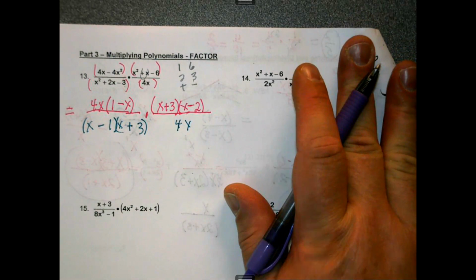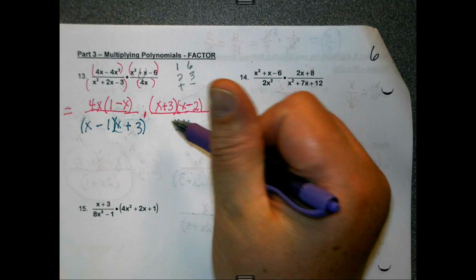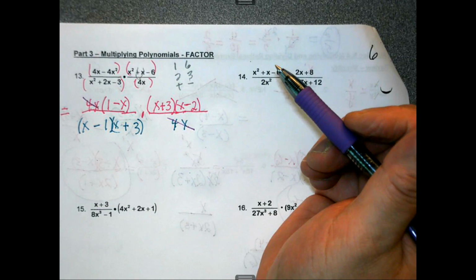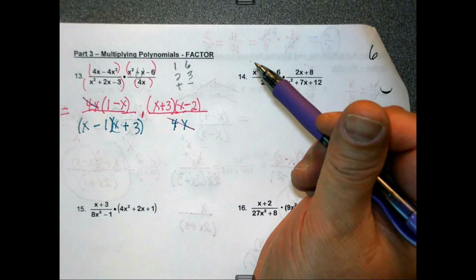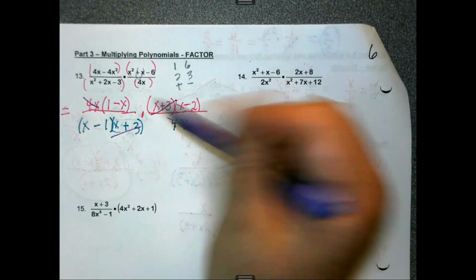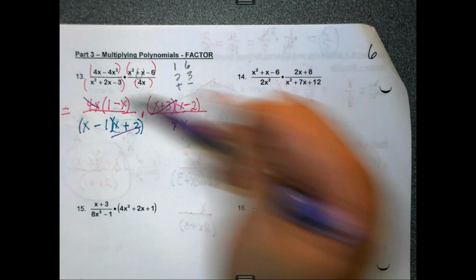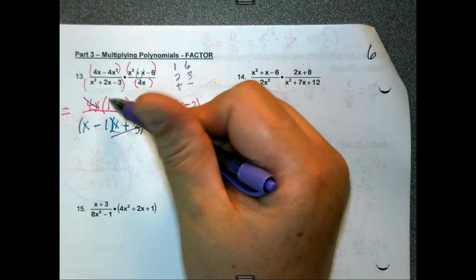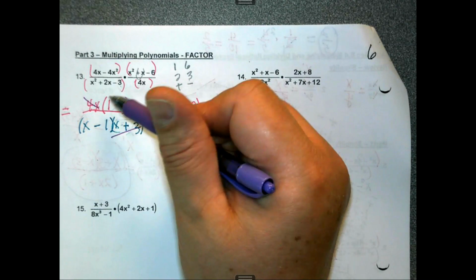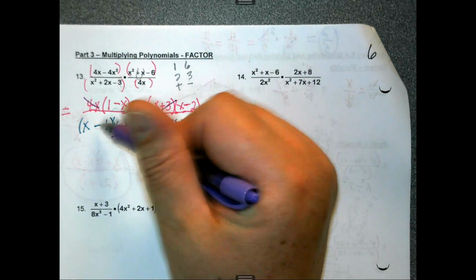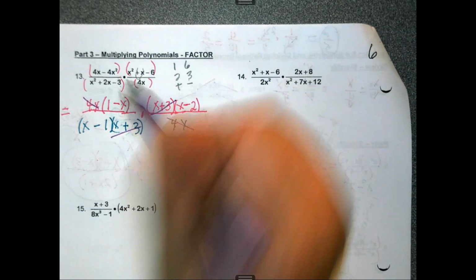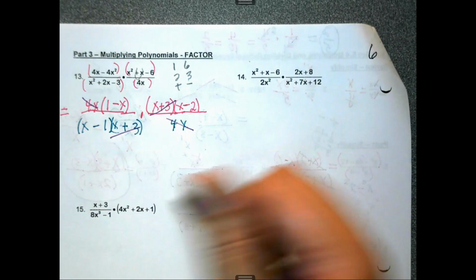Now we're going to cancel out. See, 4x cancels with the 4x. X plus 3 cancels with the x plus 3. And these two are almost the same, aren't they? Except this one's 1 minus x, this one's x minus 1. I can make this factor look like this by taking out a negative 1. So that's what I'm going to do.